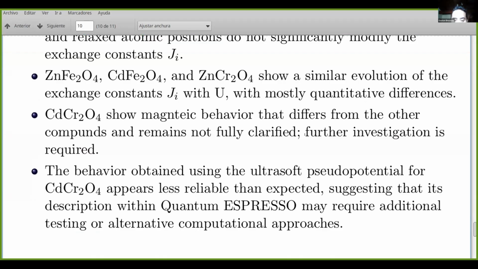The behavior obtained using ultrasoft pseudopotential for cadmium chromite appears less reliable than expected, suggesting that its description within Quantum ESPRESSO may require additional testing or an alternative computational approach.